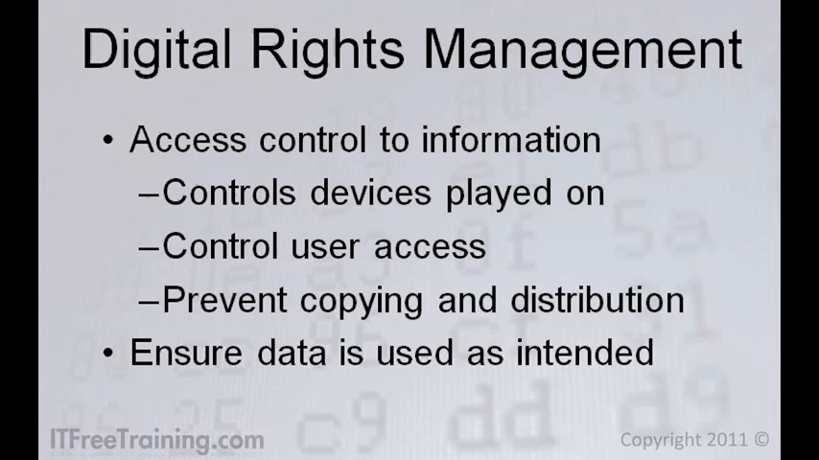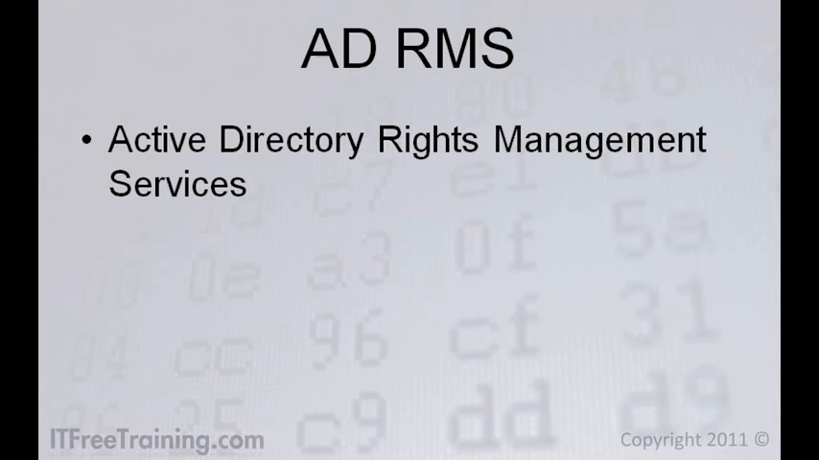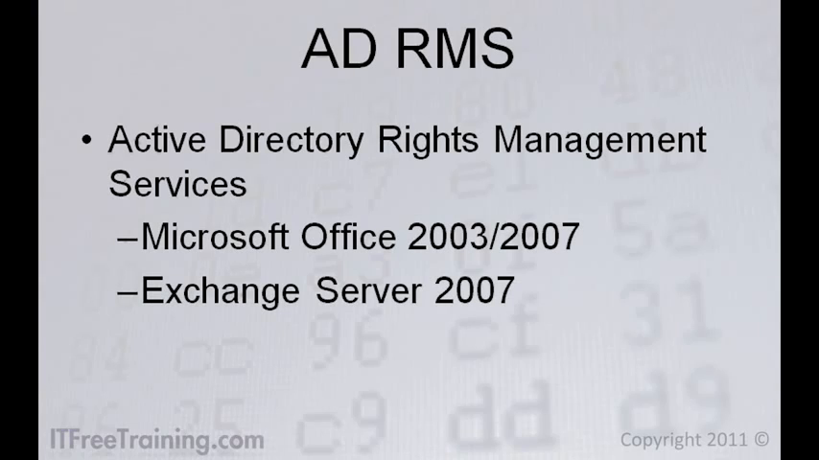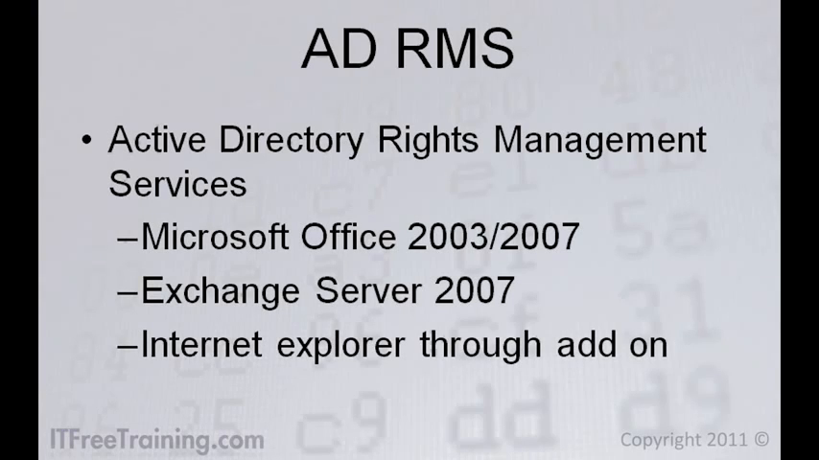being copied and distributed. Microsoft offers Active Directory Rights Management Service to provide digital rights management in your organization. It is beyond the scope of this course to go into too much detail about how this service works. Active Directory Rights Management Service is supported in the following Microsoft products: Microsoft Office 2003 and 2007, Exchange Server 2007, and Internet Explorer through the use of an add-on. Using Active Directory Rights Management Service, you can encrypt your data in these products, ensuring that only users that have authorization to these services can decrypt and access the data.